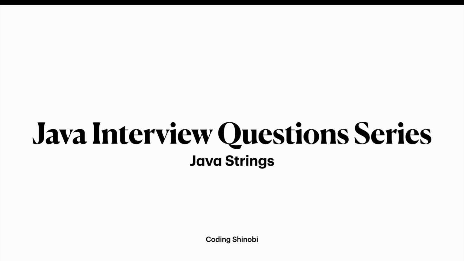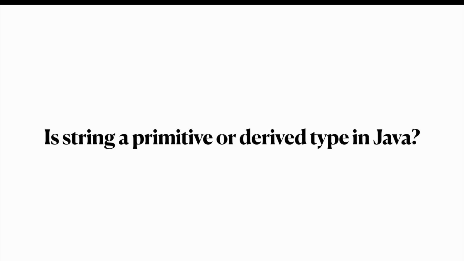Since if you understand one concept, that's the string pool in Java, then I don't think that the questions are that complex to understand. Okay, the first question: is string a primitive or derived data type in Java?